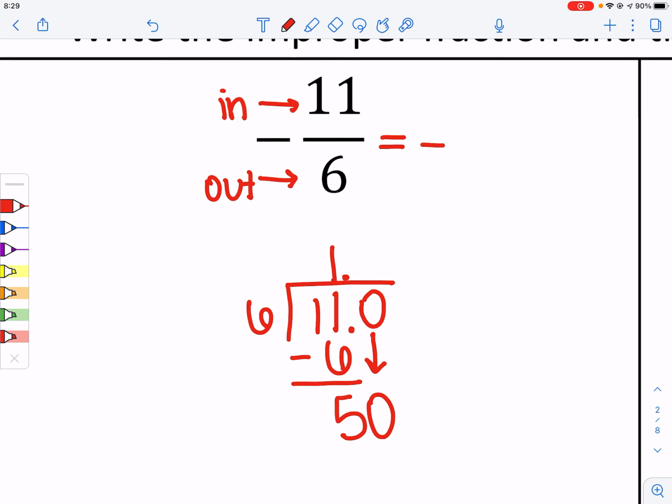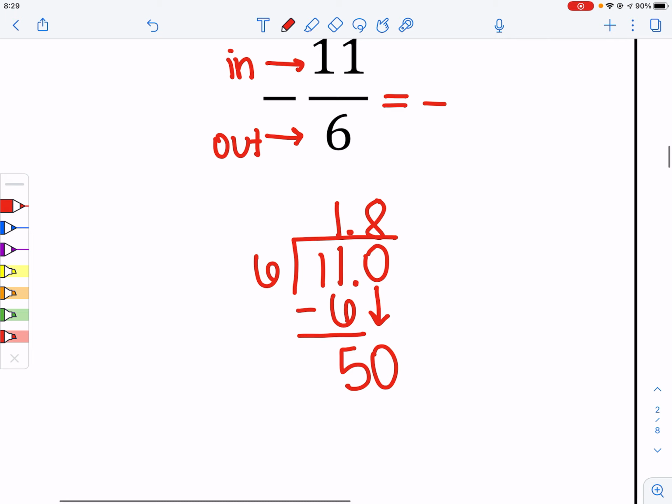All right, so let's see. So I need to check 6 into 50. I know 6 times 7 is 42. 6 times 8 is 48. So I'll do 8.